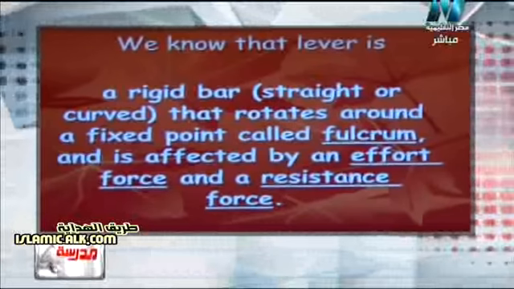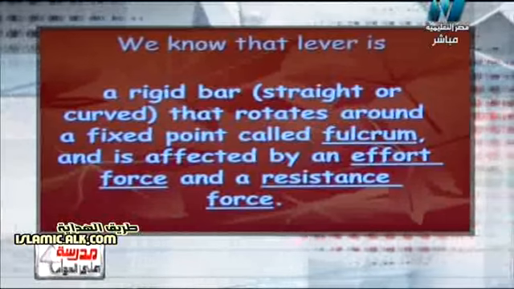So lever contains, as I said before, 3 main points. Any lever has 3 very important points. They are fulcrum, which has a symbol O. We said to pay close attention: fulcrum doesn't have symbol F, it has symbol O. Effort force has symbol F, and resistance has symbol R.